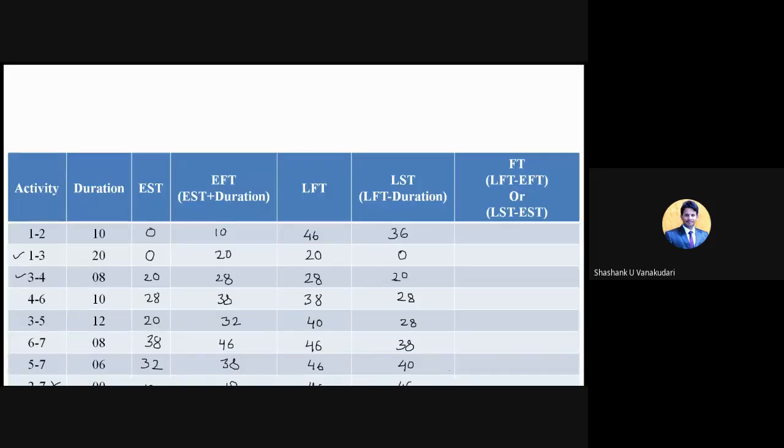Okay, you have done till LST. Now you need to find out total float by using this or this. For this purpose, I am making two columns here. First, I am using this formula and writing here, and second, by using this formula, I am writing here. So first formula is LFT minus EFT. 46 minus 10. How much is it? 36.